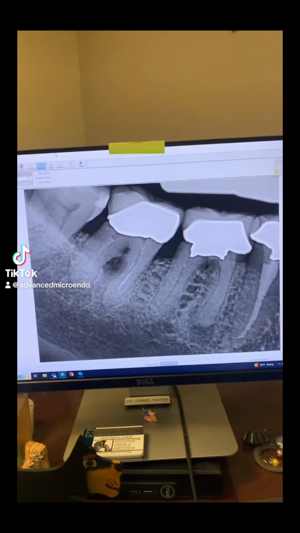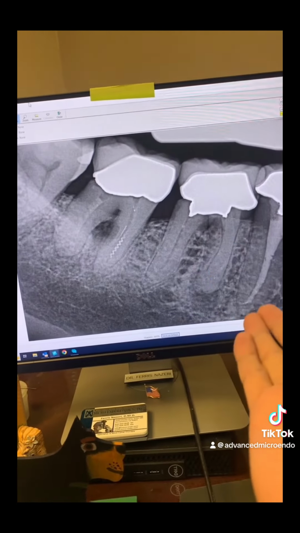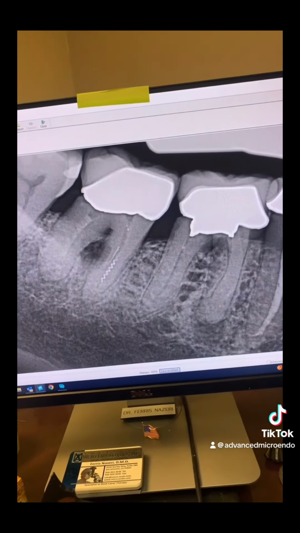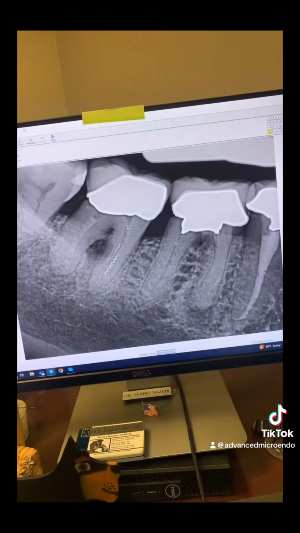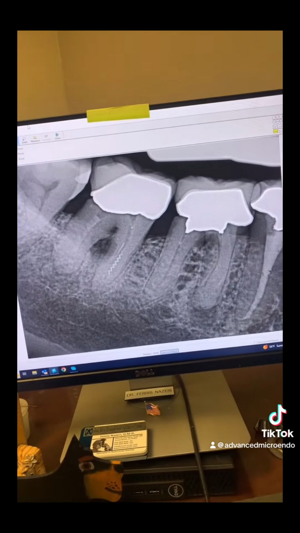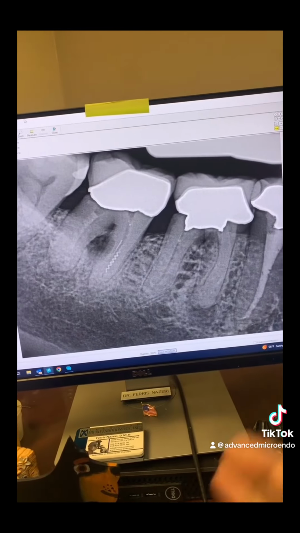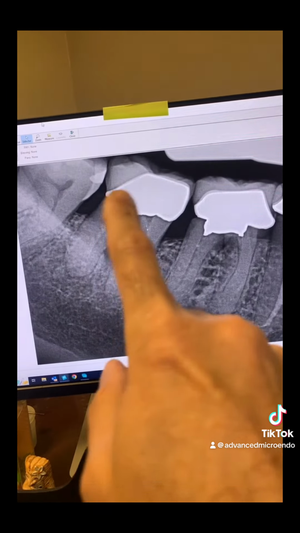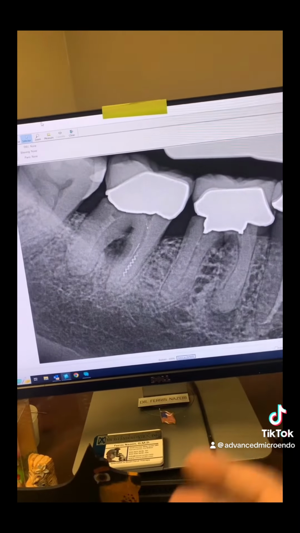This patient was referred to me for evaluation, possible endodontic retreatment of teeth number 30 and 31. Take a look here. According to the patient, the crowns are 5-6 years old. They were done here in the USA. The root canals were done in Russia many years ago. And she complained of swelling in the area of number 30 and 31, swelling that would come and go.